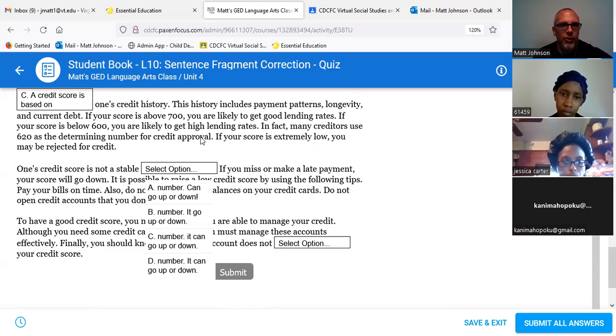And then basically, this is more about starting or what you would do for the next sentence. So let's see. Kate, what do we want to do to make a complete sentence after one's credit score is not a stable number?